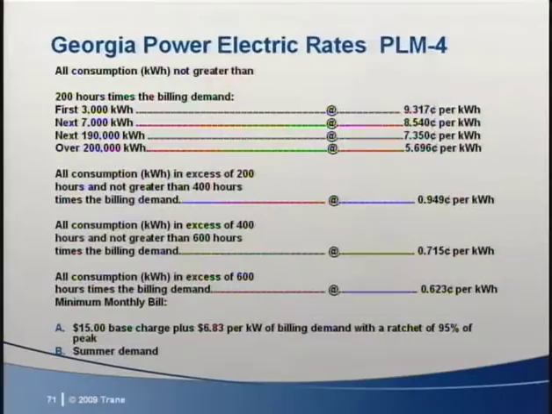For example, a stepped rate in Georgia has a published demand charge of $6.83 per kilowatt. Is it really? Let's look at a typical stepped rate and see if we can determine why stepped rates penalize low load factors. Here is an example of a published stepped rate from Georgia Power I found on the internet.